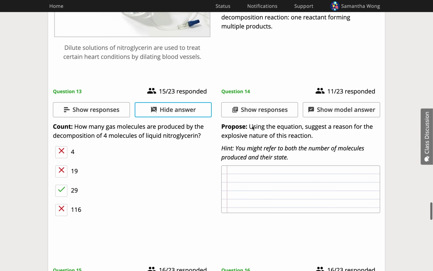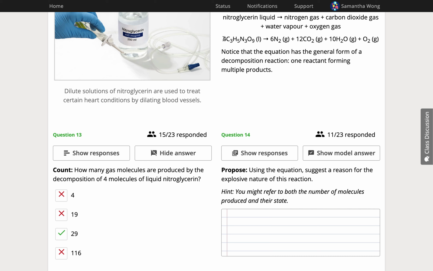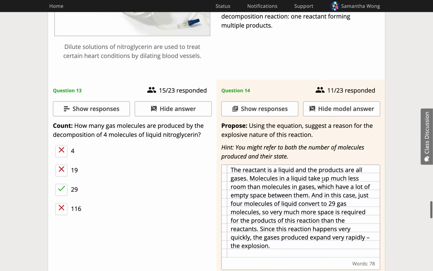Question 14. Using the equation that's just above here, suggest a reason for the explosive nature for this reaction. A hint is given to you. You might refer to both the number of molecules produced and their state. So, what we are considering here is that the reactant being a liquid and the products being a gas. Keep that in mind. So molecules in a liquid take up much less room than molecules in gases, which have a lot of empty space between them.